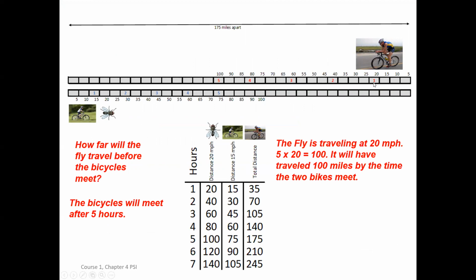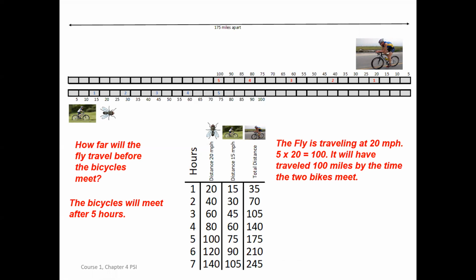After 1 hour, he's gone 20 miles. After 2 hours, 40 miles. After 3 hours, 60 miles. 4 hours, 80 miles. And after 5 hours, he's gone 100 miles. At the same time, the 15-mile-an-hour bicyclist, after 1 hour, has gone 15, 2 hours 30, 3 hours 45, 4 hours 60, 5 hours 75. At this point, the total distance traveled is 175 miles. So after 5 hours, the two bicyclists will meet.